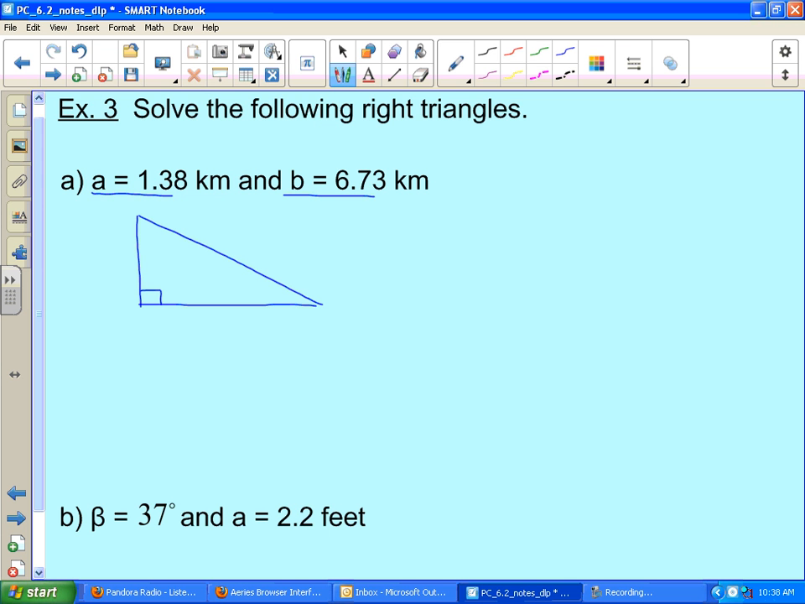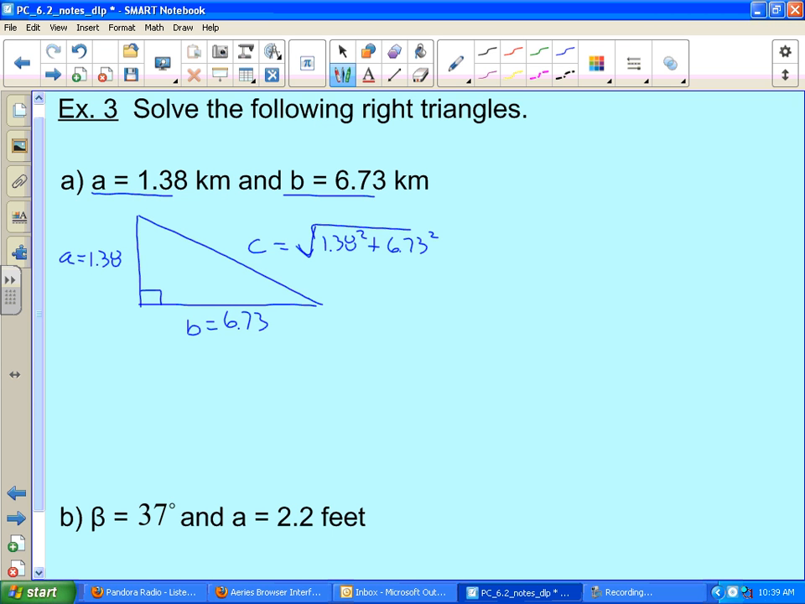So if I call this my A, and then this part is my B, and then that's my C, now I can figure out how to find C. I don't need angles to find C. I can just use Pythagorean to find C. Right? C would equal the square root of 1.38 squared plus 6.73 squared. That's what C would be. I didn't need an angle to do that.